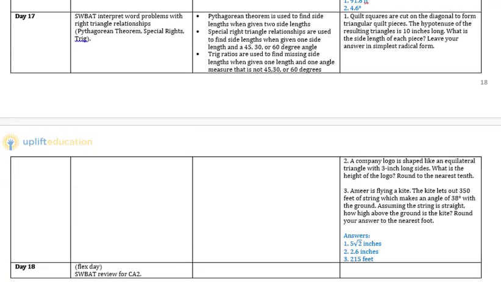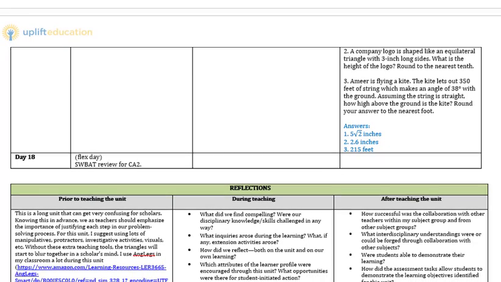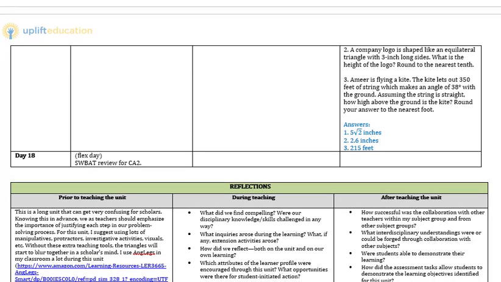Day 17 is interpreting word problems with special right triangle relationships. So kind of combining Pythagorean theorem, special right, and trig all together with word problems. This is a day to really hit hard so that they're more prepped for the CA and for really the ACT, things that are tests that are more rigorous. Day 18 is your only flex day for reviewing for CA2, and then it should be winter break.